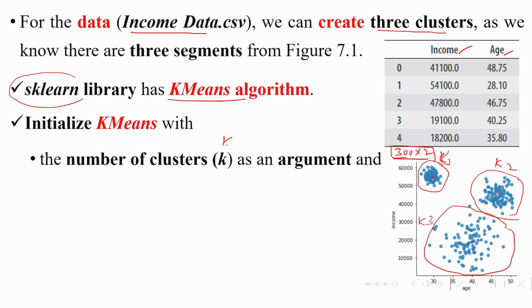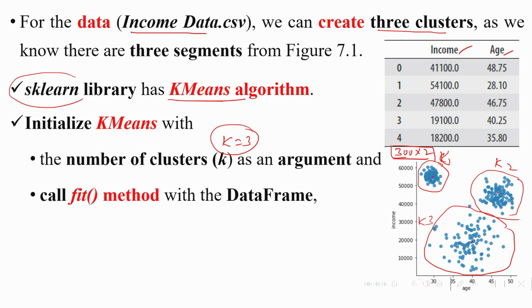Our aim is to form the number of clusters as 3, passed as an argument. Then we call the fit function for the corresponding k-means algorithm. Initially our data set is, suppose, income data dot csv. On this data set we apply our algorithm, so we have to define our model, which is a k-means model.